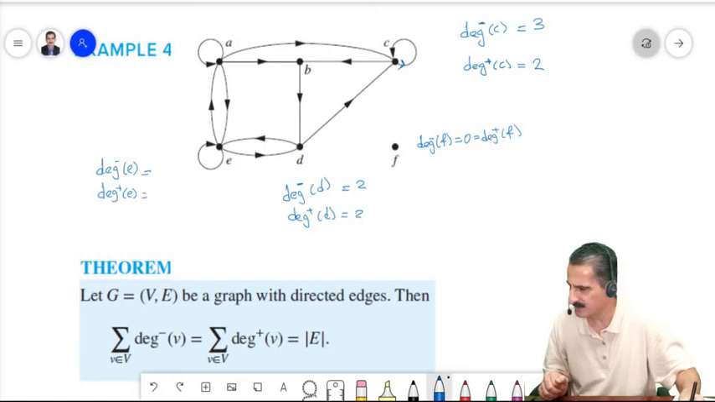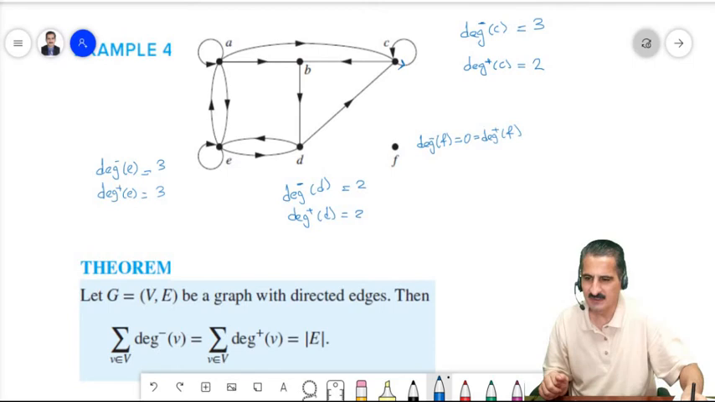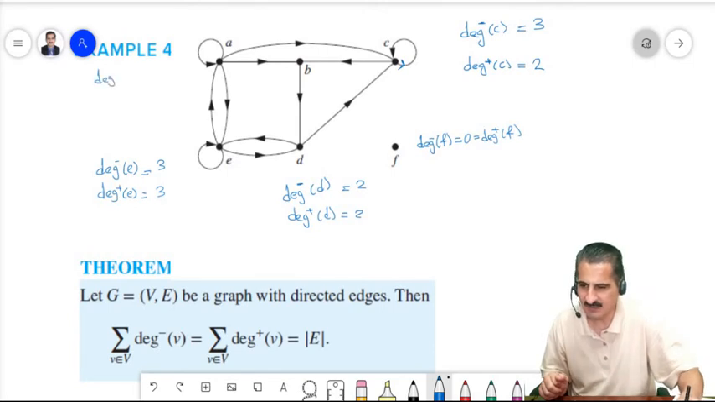So I got answers 3. The out: 1, 2, 3. The in: 1, 2, 3. Okay, good. What is the same thing for the in degree of A and the out degree of A?